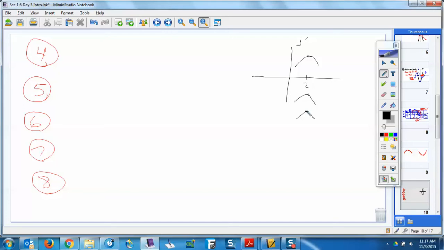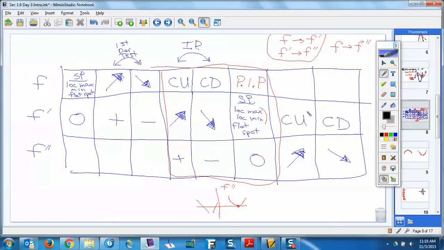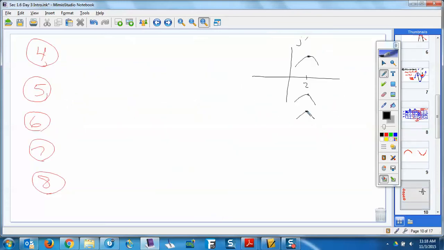J double prime is 0, okay? Because it'd be the slope at that point. What's it tell you about J? There's an inflection point there because that's what we were just talking about. J prime goes from up to down. If J prime goes from up to down, that means J went from concave up to concave down. So you had an inflection point there. Okay? All right, number 5.